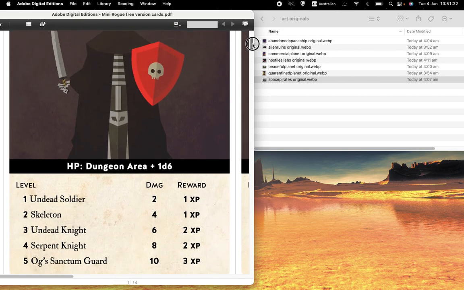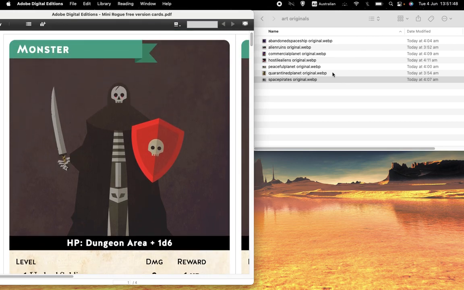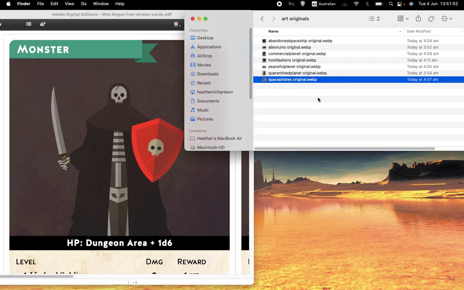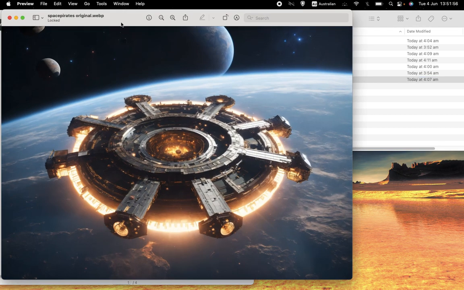You fight a creature, and the creatures get more dangerous, and you get more experience points as you go to further levels of the dungeon as you progress further in the game. I've decided to change those to space pirates, and I've got this picture here.